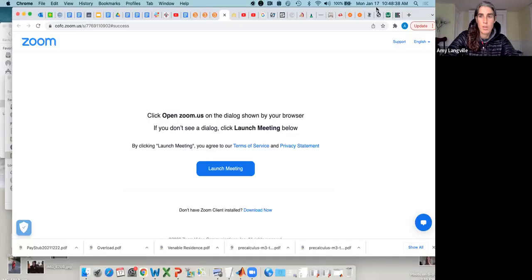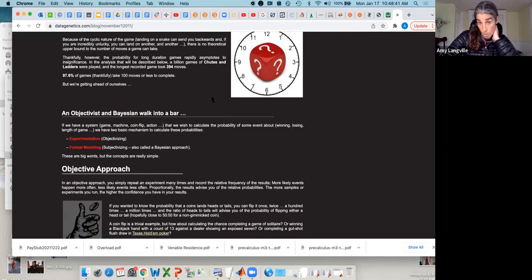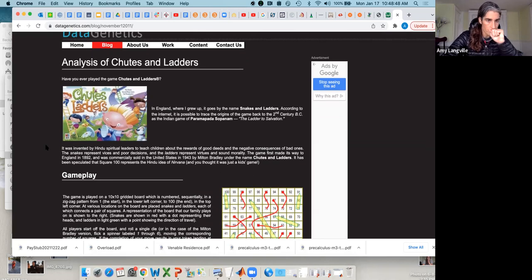And so let's go to an example. Share the screen. All these things I've put in your Oaks module. On this particular web page, someone produced a really cool analysis. Again, Markov chains can be used to analyze games. We'll just do a toy example here with the game of Chutes and Ladders.